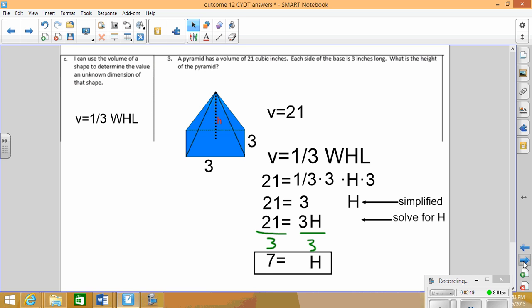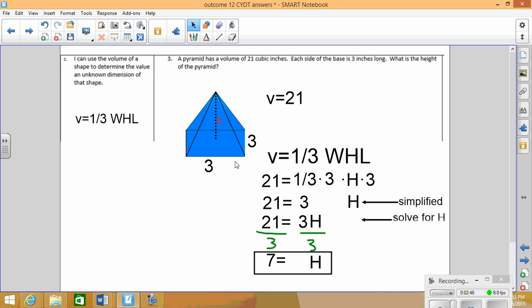This question asks about using the volume of a shape to determine the values of unknown dimensions. So this is one that people have had some challenges with, where instead of you finding volume, you have to work backwards. So it gives you this volume here that's 21, and the formula for volume of a pyramid is 1/3 width times height times length. Okay, so all I'm doing is plugging in the stuff that we know.